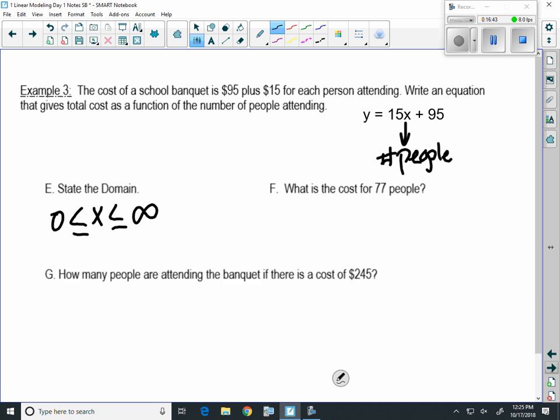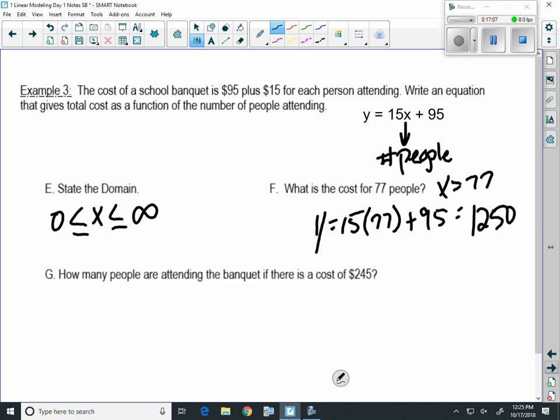Okay, what is the cost for 77 people? How are we going to find that? Plug in 77 for what? Yes. So X equals 77. So we're going to plug that into our equation. All right, plug and chug. Put it in your calculator. What do you get? 1250. Do we agree with 1250? No. I got 2,000. Try it again. Did anybody else get 1250? Okay, should be 1250.